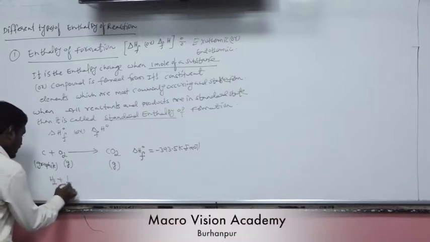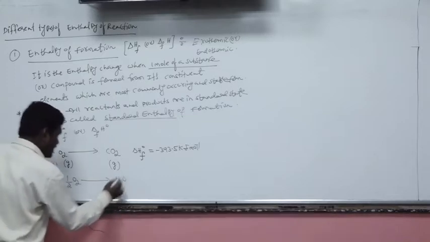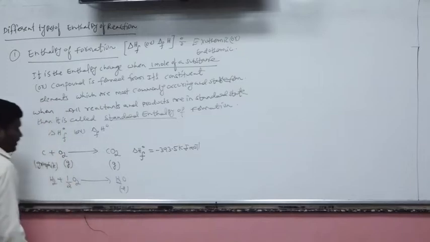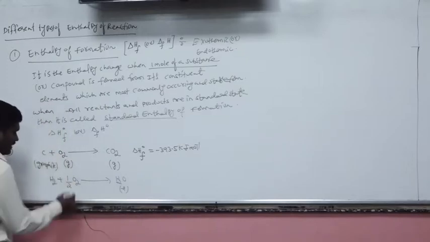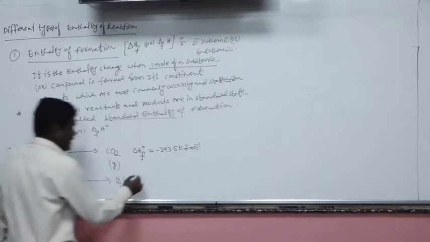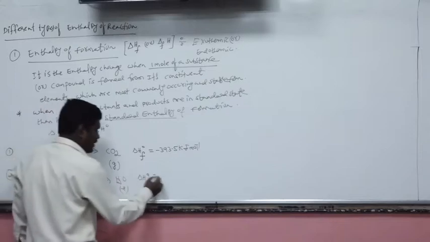Hydrogen combined with oxygen to give water. What is the standard state of water? Room temperature, 25 degrees Celsius, liquid state, and hydrogen and oxygen gases. Now this corresponds to the enthalpy of formation of 1 mole of water.